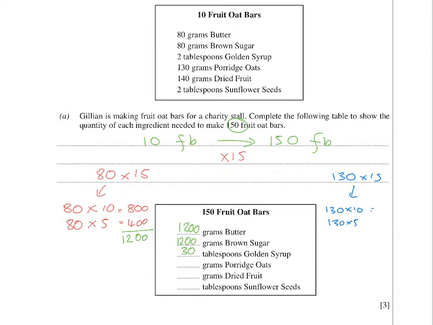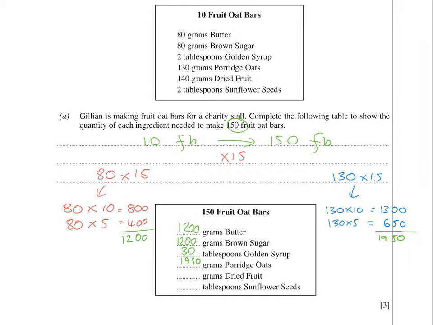130 times 10 is easy, you just add the 0 on, so 1300, and then times by 5 is half of times by 10, so it's going to be half of 1,300. Half of 1,000 is 500, half of 300 is 150, so put that together and you get 650. So put that together and we're going to get 1,950. So 1,950 grams of porridge oats.